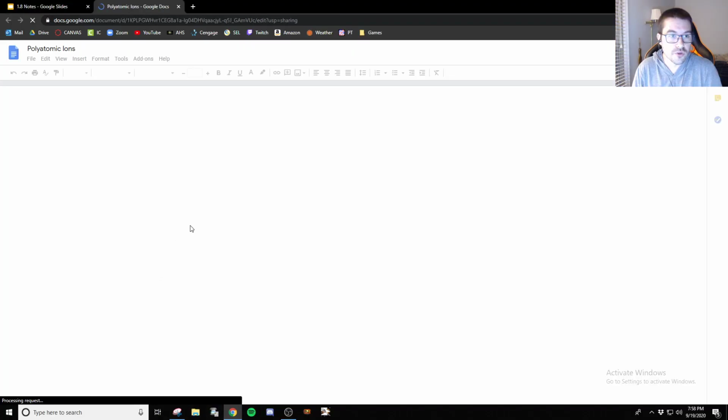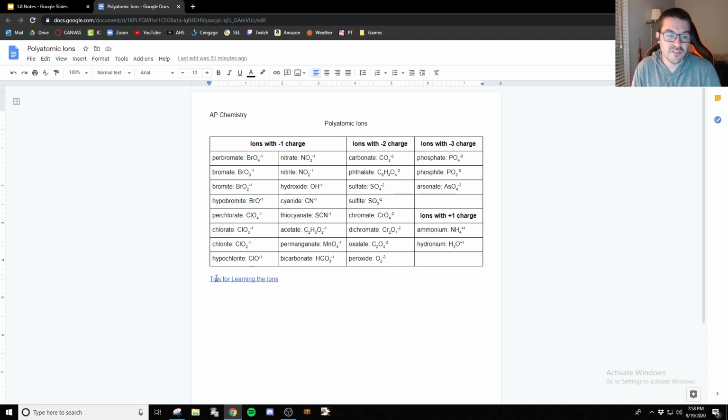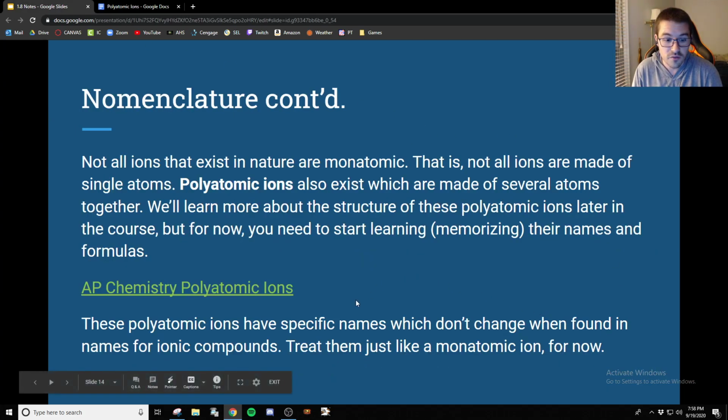I'll just pull this up really quickly. Here are the polyatomic ions I'd like you to know. I also have a link here to a one-page document that has some tips for how to best learn these. I would advise checking that out if you're going to attempt to memorize these, which you need to, not necessarily right this moment, but over the next weeks and months you do need to learn those ions.